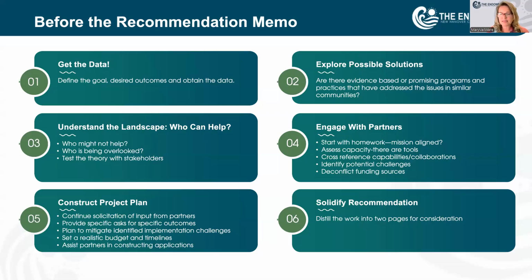Also want to say that we understand that collaboration costs money, time, and energy. And so that should be built into any grant request. We want the right request to get to the right goal. We want to identify any potential challenges and figure out how we can mitigate them. And we want to deconflict our funding sources.